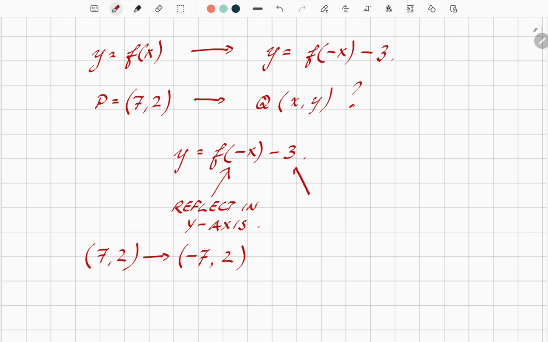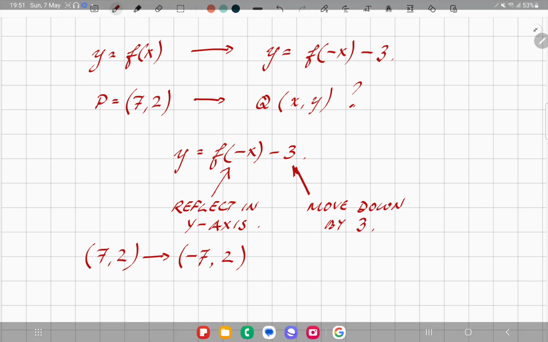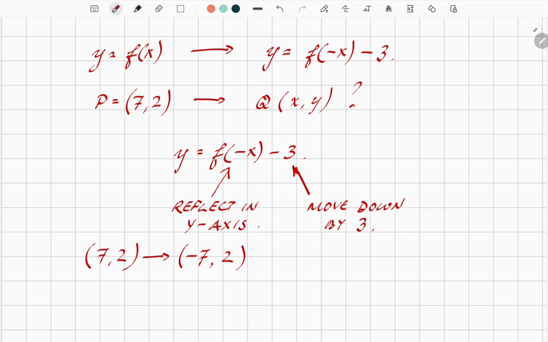Then the second part, remember, is a move, and it's a minus 3, so it's going to move down by 3. And that's going to affect only the y coordinate. So the y coordinate will be reduced by 3. So the last part is this: minus 7, and 2 minus 3 is going to become minus 1. So that is the position of Q. They're the coordinates of Q.